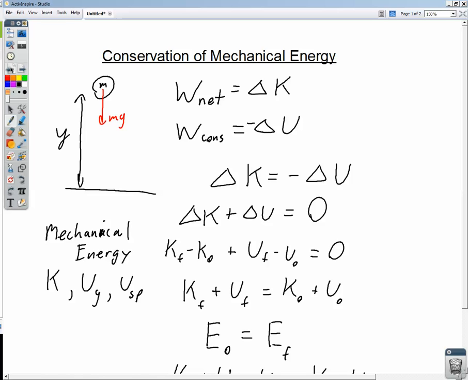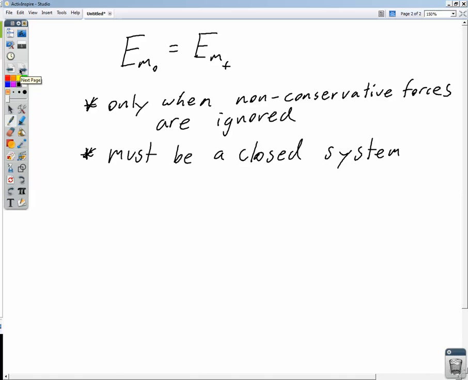We're ignoring the force of gravitational attraction between the sun and the ball, and the moon and the ball, because frankly those are so small that we can ignore them. All right? So we need to make sure that those two conditions are satisfied for mechanical energy to be conserved.